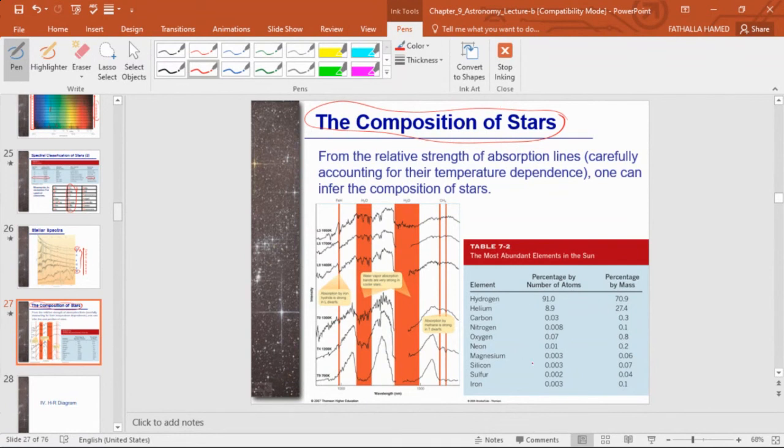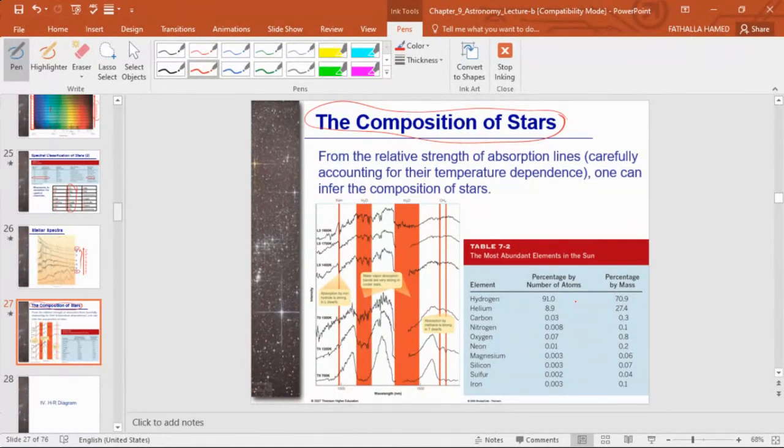Now, when we look at stars, we tell you that the sun is, for example, 90% hydrogen and 9% helium. How do we know that? No one actually went to the sun and started measuring these. But we rely on the spectrum.